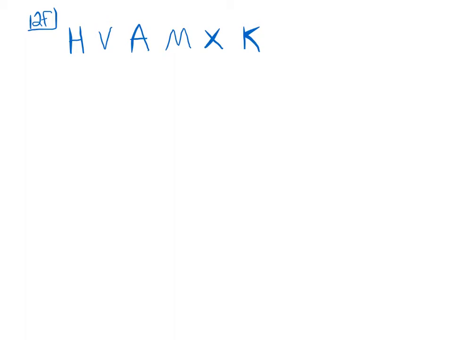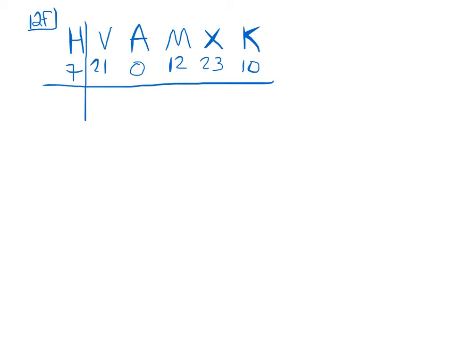So first I'll change these to numbers. H is 7, V is 21, A is 0, M is 12, X is 23, and K is 10. Now, to undo what I did, the first step I need to do is subtract 3. So subtract 3 from each one of these. It does help to have a grid sometimes.